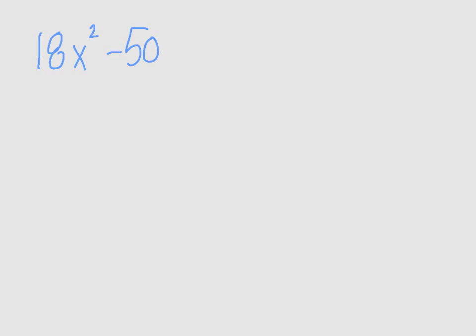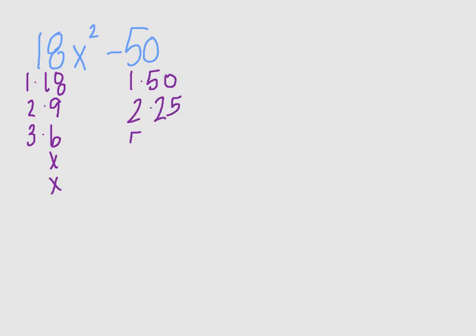Let's go ahead and list out the factors of this one. 1 and 18, 2 and 9, and 3 and 6. And I have 2 x's. Factors of 50, 1 and 50, 2 and 25, 5 and 10. Now I recognize that the biggest number that they both have in common is 2. And I have no x's I can cross off.